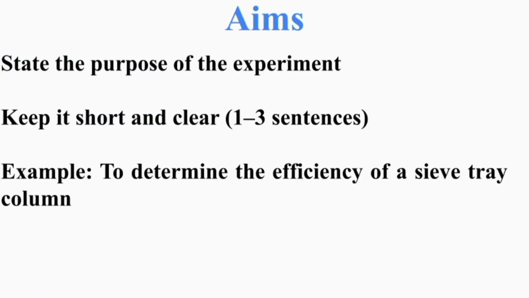So the next one is the aim. Under the aim, you state the purpose of the experiment. Make sure you keep it short and clear. For example, to determine the efficiency of a sieve tray column.